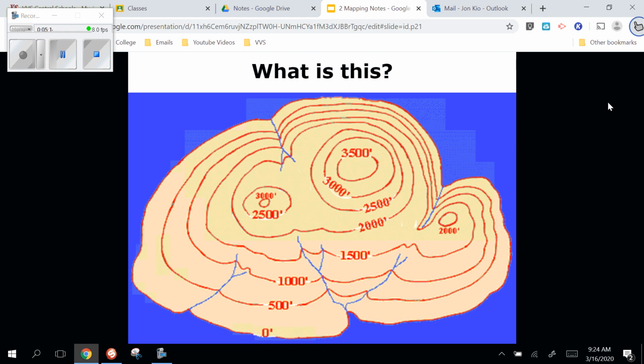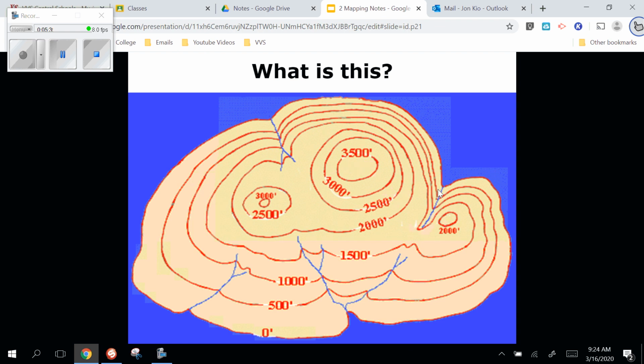All right, so what do we have? What are we looking at here? Well, this is a top-down or a bird's-eye view of an island. You can see that we've got a peak here, which is a little bit higher than 3,000 feet. We've got a peak here that's higher than 3,500 feet. And we've got a peak here that's higher than 2,000. So we've got 3 peaks on this island.